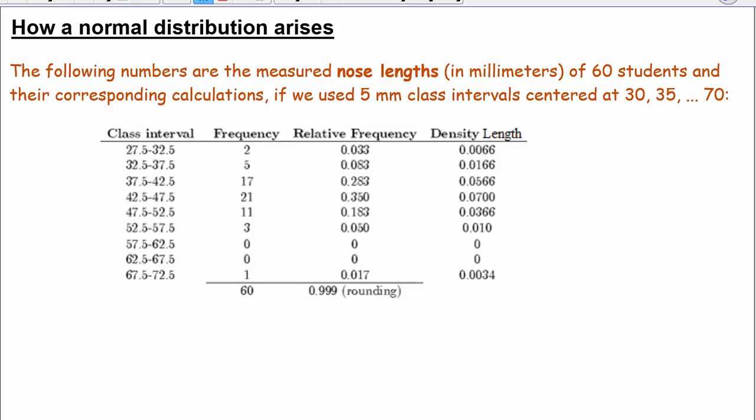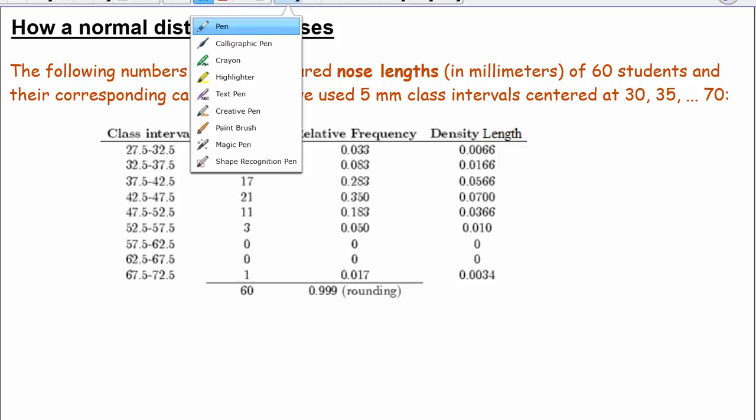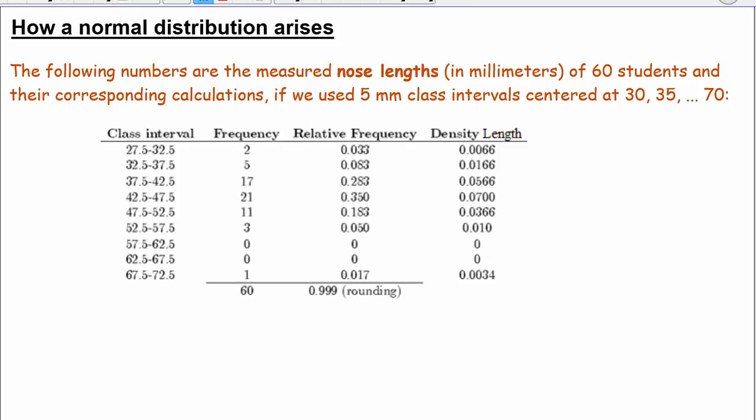So if we use 5 millimeter class intervals, basically, if you look here, this person used 5 millimeter class intervals centered at 30, 35, and 70. And they did all these calculations. So I'm just going to explain using one of these classes. I'll use this example here to show you how these calculations were arrived at.